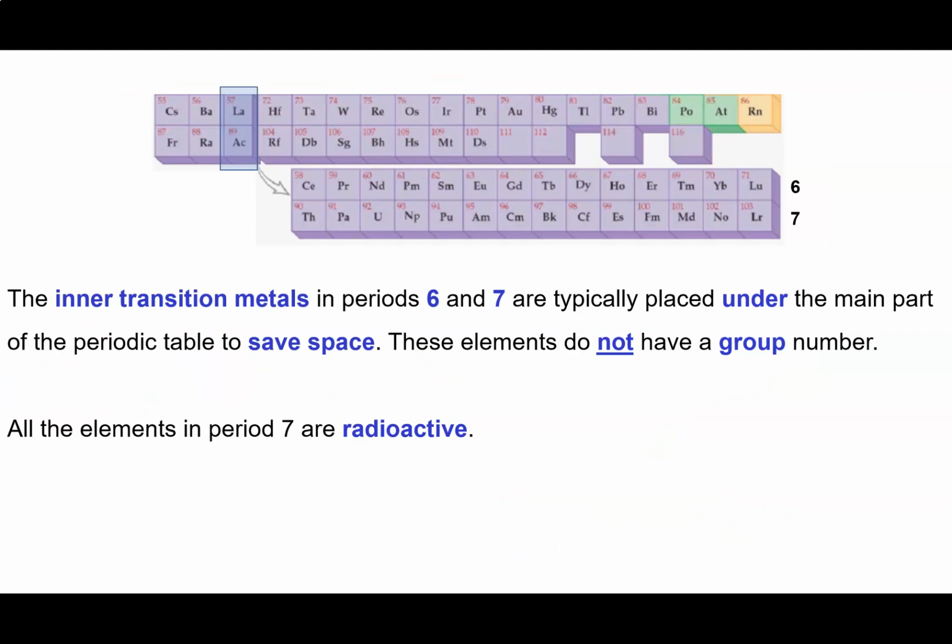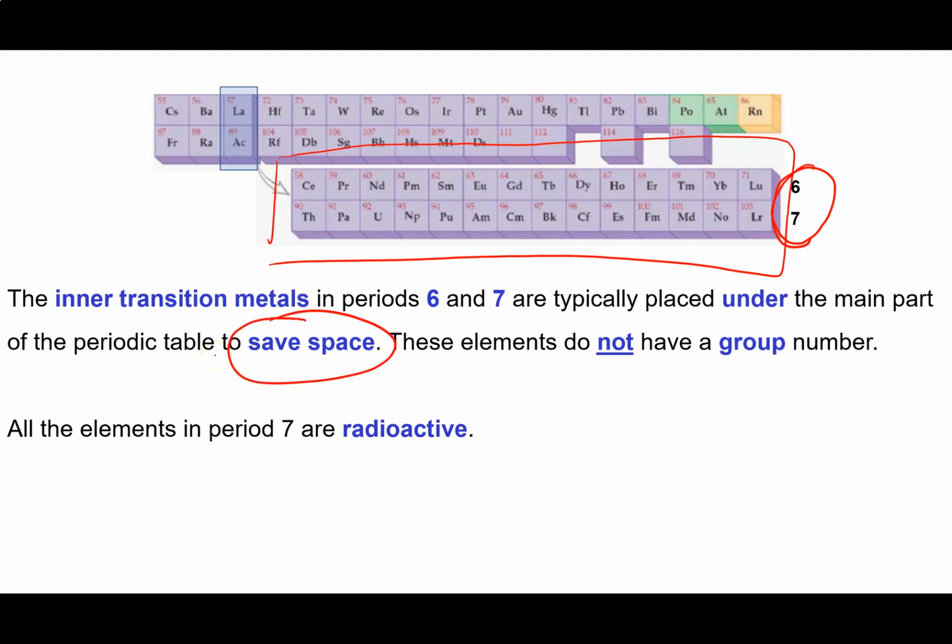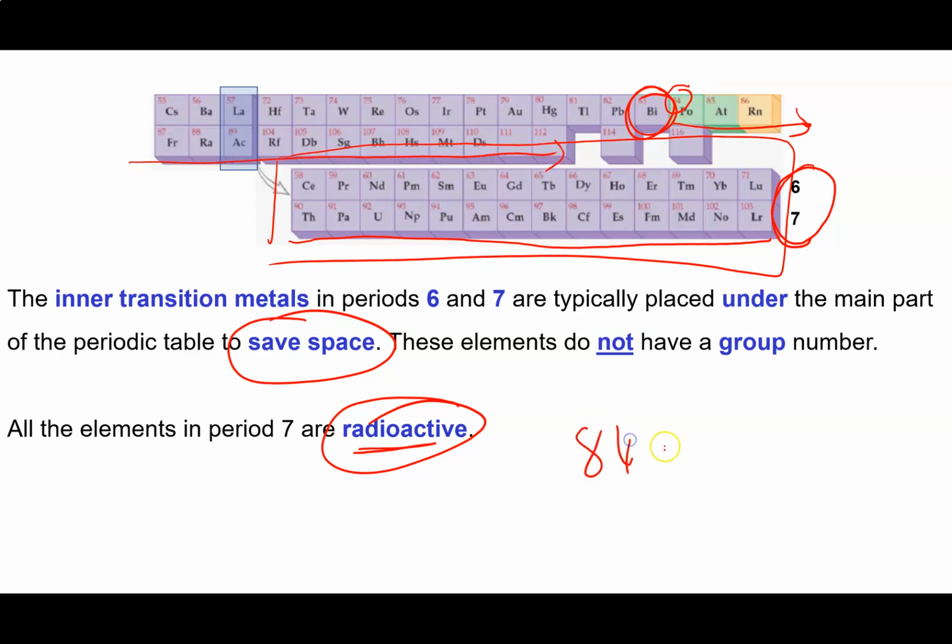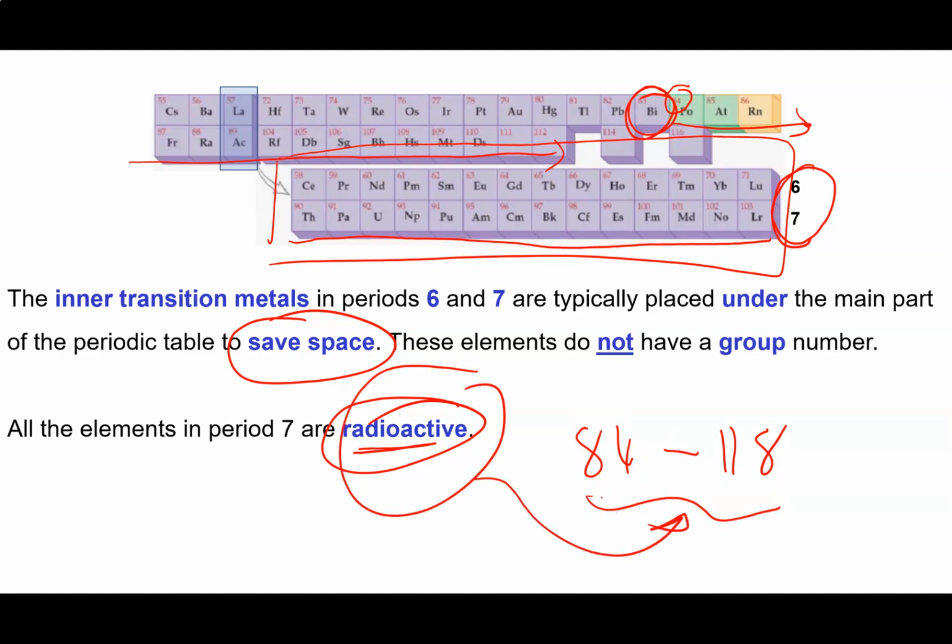All right, so just a couple of other pointers about the periodic table. Don't forget that the inner transition metals that are in period 6 and 7, they are normally put underneath the main part of the periodic table in order to save space. And what's interesting about those guys is they don't have a group number. Now, something to keep in mind is anything bigger than bismuth is always radioactive. So all of these elements that are bigger, that have atomic number greater than 83, they're all going to be radioactive. So from 84 up to element 118, they're all radioactive. So you want to keep that in mind.